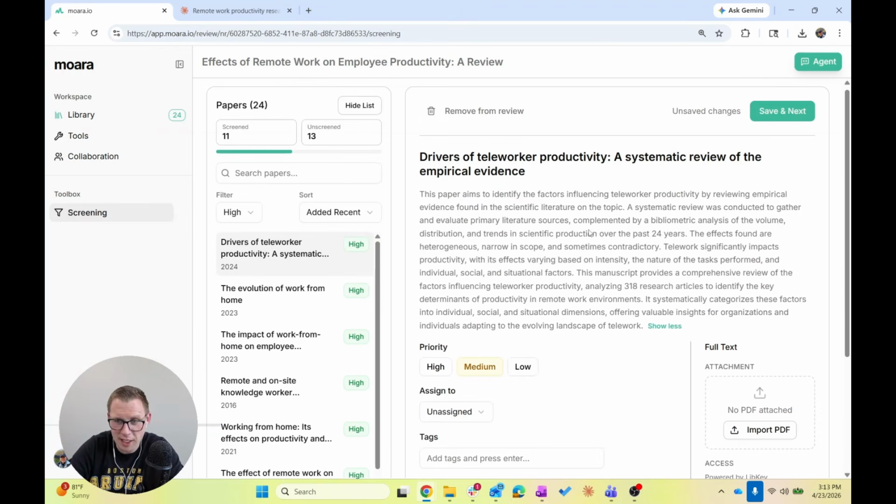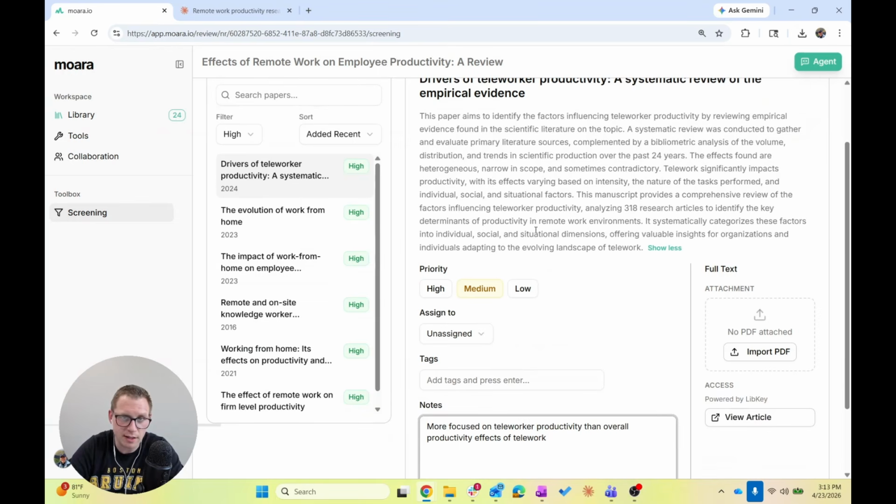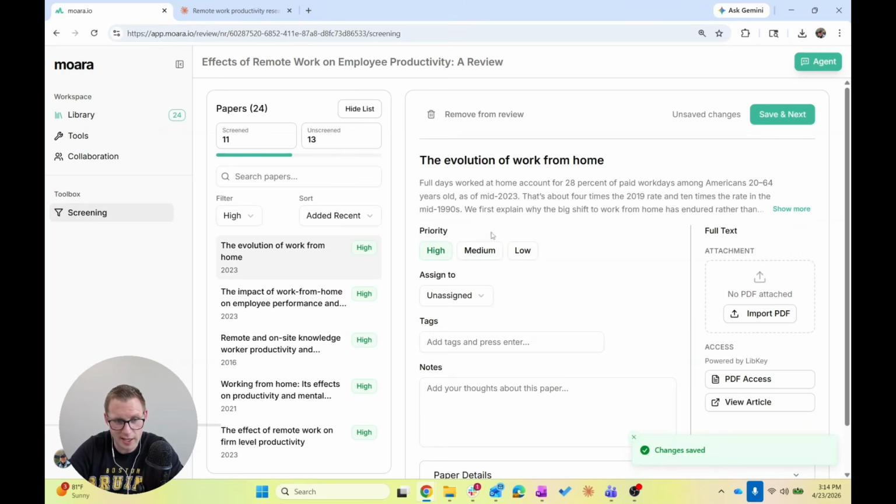So I'll mark it as medium because we know there's going to be some data in there that's important to us. And the reason it's important to put notes, of course, is that we will come back to it when we go through our medium reviews. I'm going to click Save and Next.